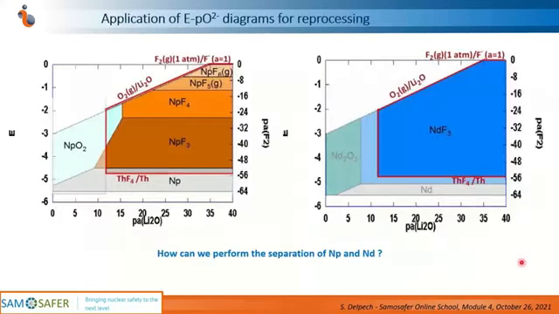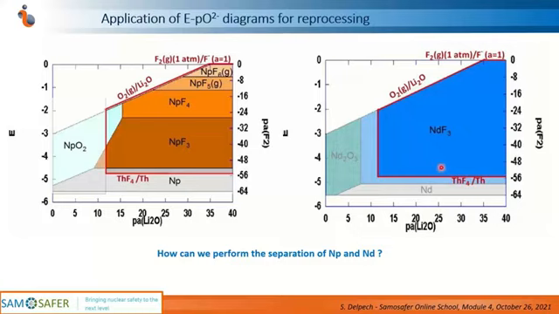So how to use these diagrams now? For example, for reprocessing, I present here two diagrams. The one on the right side was calculated for neodymium fluoride, always in lithium thorium fluoride salt, and the one on the left side is calculated for neptunium. So we see that neptunium is much more complicated than neodymium. Can we perform the separation between these two elements, and how can we do that?